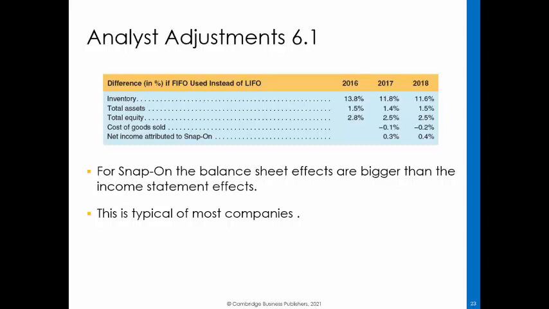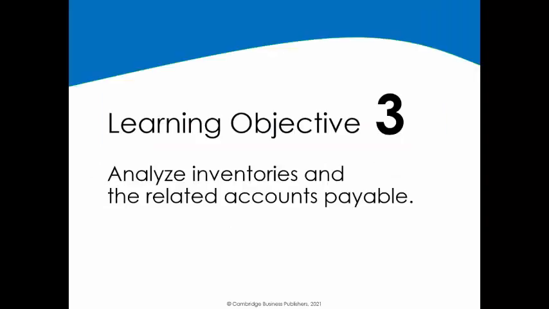The balance sheet effects for Snap-on were much larger than the income statement effects, which is typical for most companies. Also, the reformulation was large for inventory but less so for other key measures during the period. In this learning objective, we will analyze inventories and the related accounts payable.